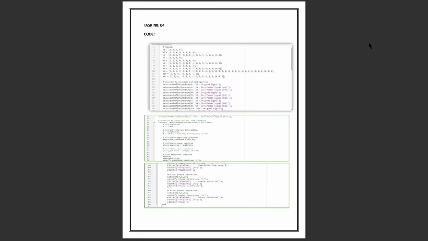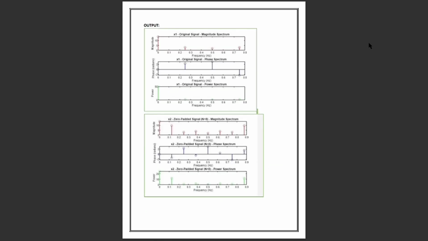Task 4. In task 4 we calculate the discrete Fourier transform, in which we plot magnitude spectrums, phase spectrums, and power spectrums for signals, and we also observe the effect of zero padding. And now you can see the output of this task 4, in which we are calculating magnitude spectrums, phase spectrums and power spectrums.